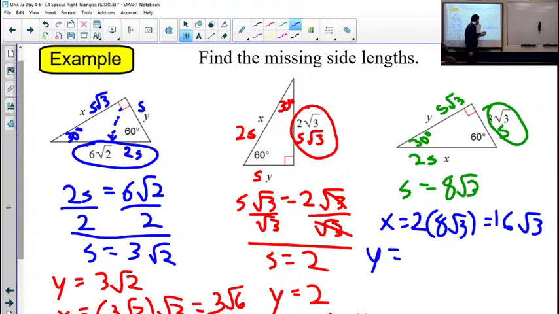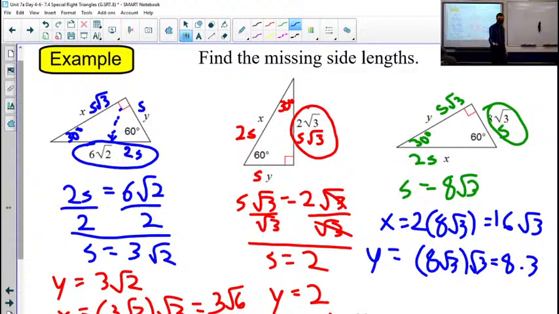Y is, the pattern says, take my short leg. There's my short leg. The pattern says take that short leg and multiply it by square root of 3. Everything outside the square root, that's just 8. Everything inside the square root, we have square root of 3 times square root of 3. And square root of 3 times square root of 3 is just 3.